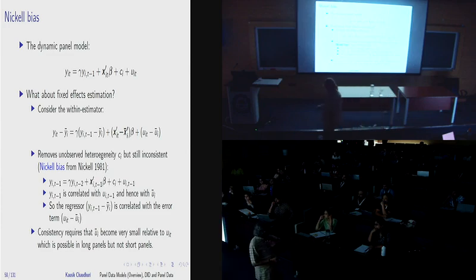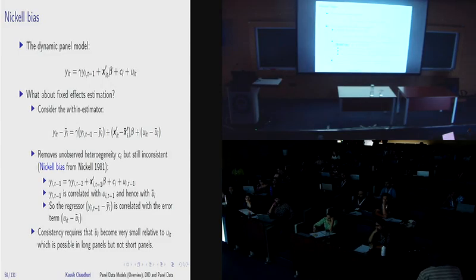So if you have a long panel, T is 30, 40, 50, perhaps you can get rid of it. But if T is equal to 5 or 10, you cannot get rid of it. Clear? So that's the problem.